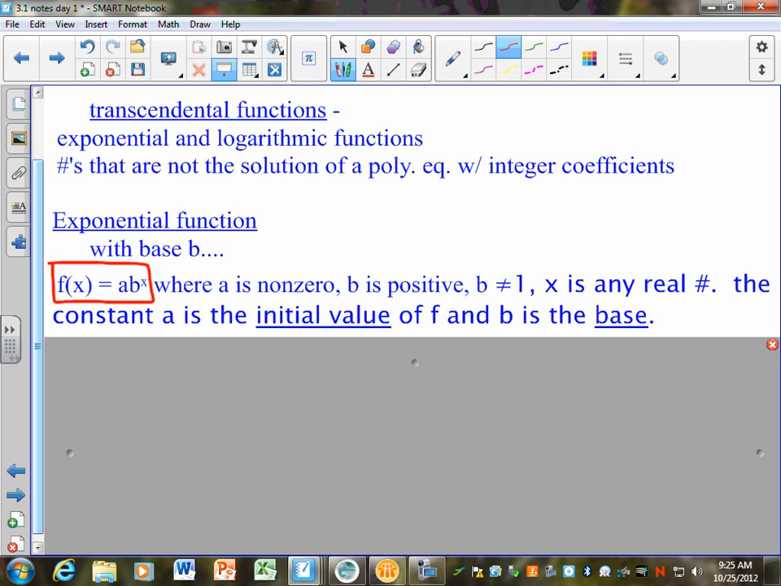And there are all these rules for exponential functions on what a and b and x are allowed to be. A is not allowed to be 0, and that should make sense to you, because if a was 0, then the whole thing would be 0, and that's not an exponential function.